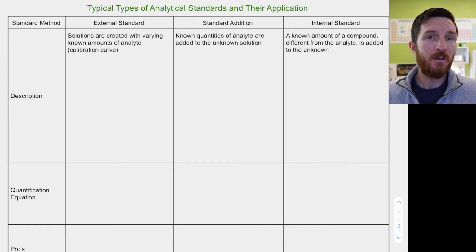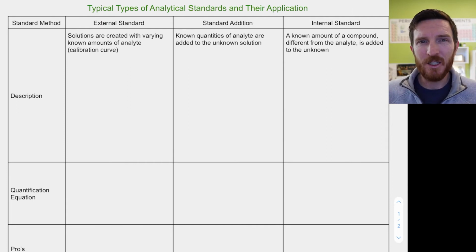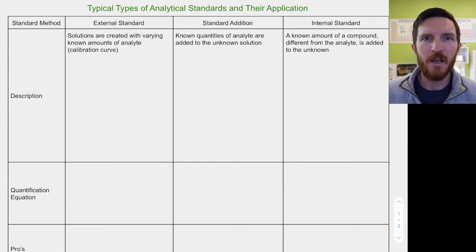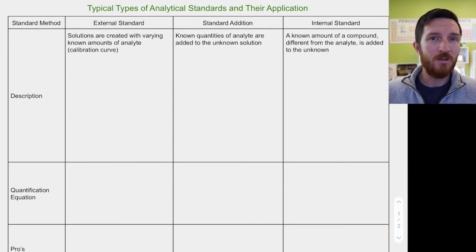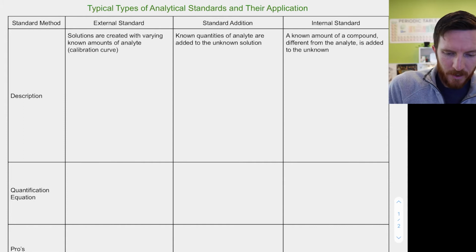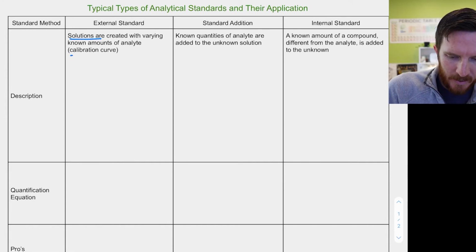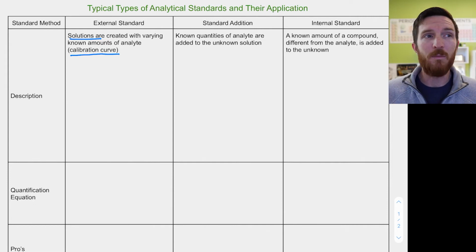So let's first talk about our initial one, which is the external standards, which is what we're probably more classically used to within a chemistry context or biological context, or any kind of analysis that is typically used for wet lab. So our external standard is one where we take a solution and create a bunch of solutions that have a known amount to create a calibration curve.